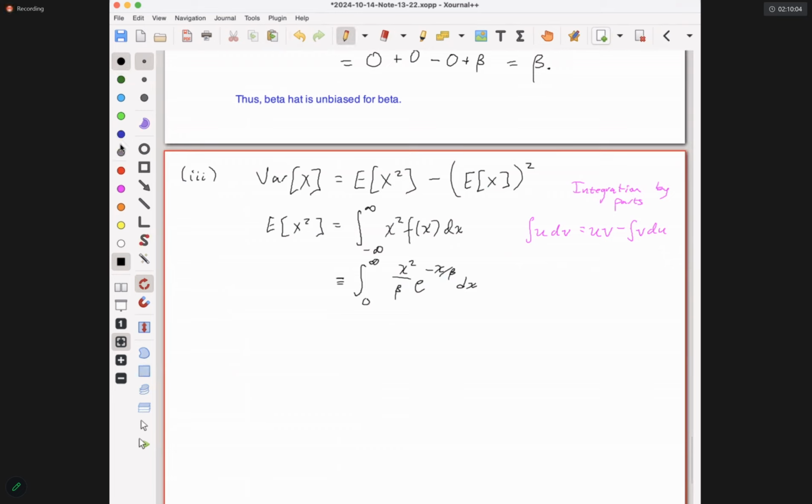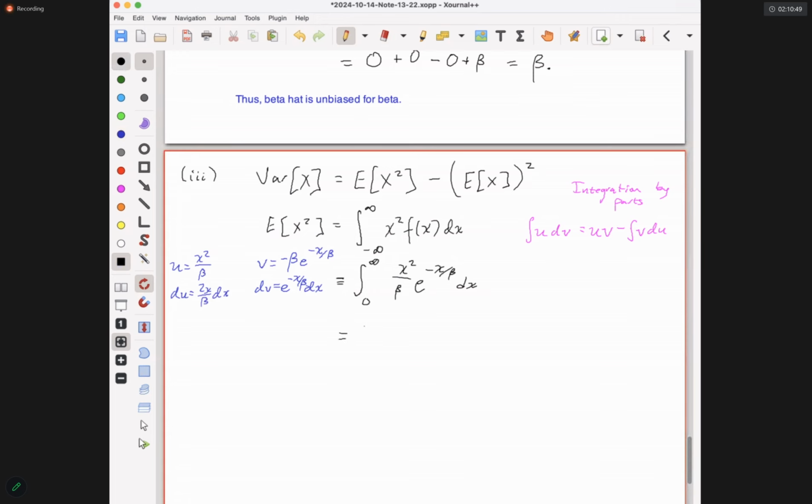And here we can choose, let's see, we chose before dv was equal to e to the negative x over beta dx. And so v was the integral of that with respect to x, which was negative beta e to the negative x over beta. U is x squared over beta. Du is going to be 2x over beta dx.